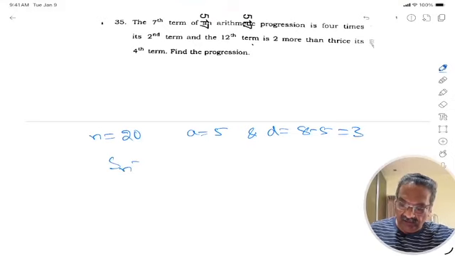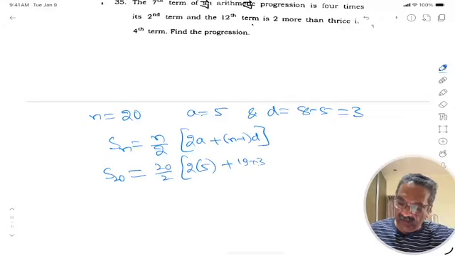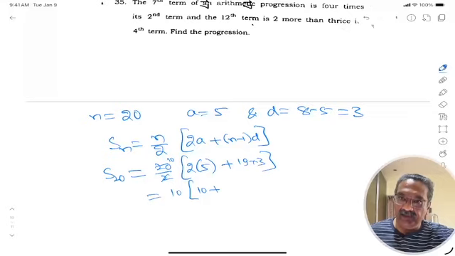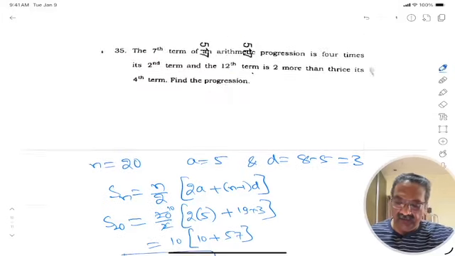We know the formula, Sn is equal to n by 2 into 2a plus n minus 1 into d. So S20 is equal to 20 by 2 into 2 into 5 plus, n is 20, 19 into 3, equals to 10 into, 5 2s are 10 plus 19 3s are 57, so 10 into 67, so 670. S20 is 670.